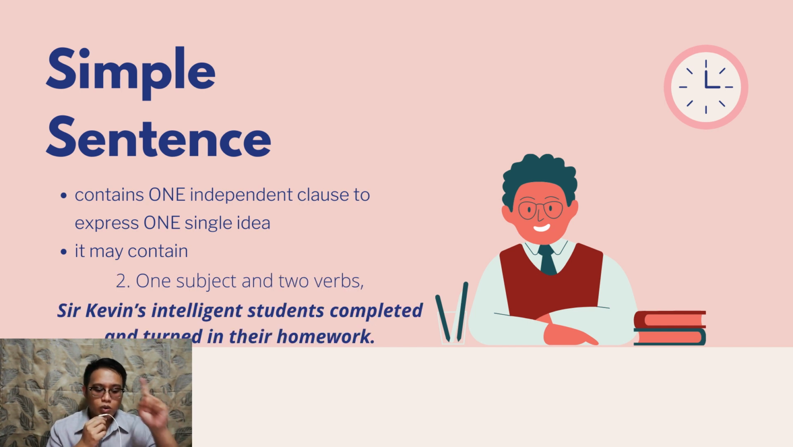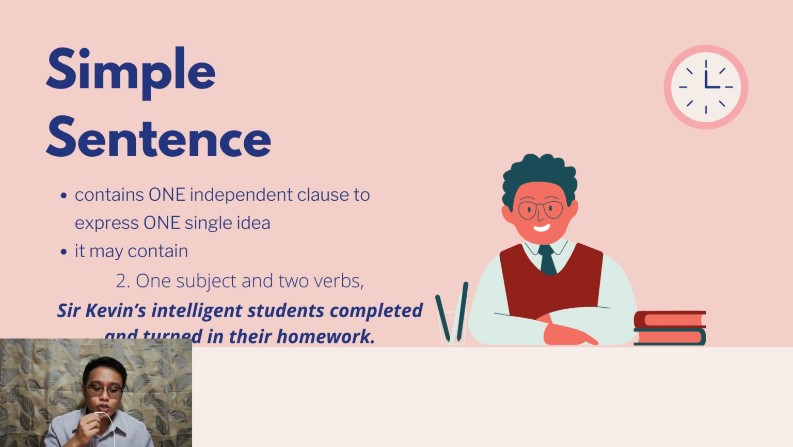It can contain one subject and two verbs. Pwede one subject, then two verbs. But ang kaning two verbs, ang kanira yung usa ka subject ang nagbuhat. Even though there are two verbs, these two verbs are being done by only the subject. So, the one who's doing the verb is just the subject, the same subject. So, for example, here in our sentence: Sir Kevin's intelligent students completed and turned in their homework.